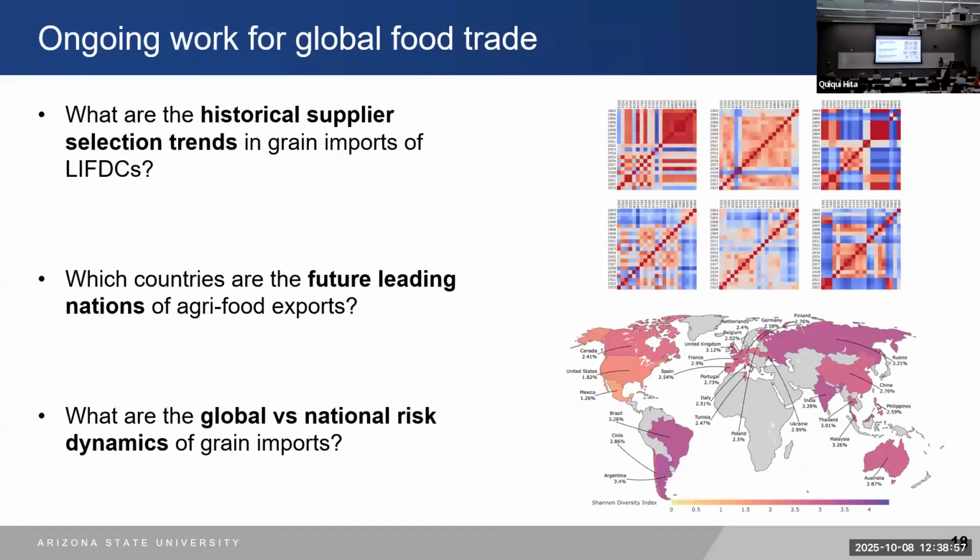And for the global food supply chain, right now I'm working on identifying the historical supplier selection trends for grain imports of low-income and food deficit nations. Do we see a good diversification through time or across exporters, or do they do the same thing over and over again? Would that put them in a more vulnerable state? Can we predict who would be the future leading nations of agri-food exports? And finally, how can we assess the risk dynamics of grain imports for the importers collectively at the global scale or for individual importers? How would it vary?